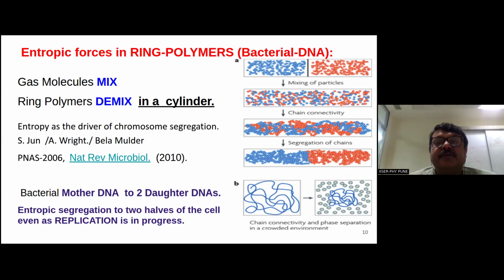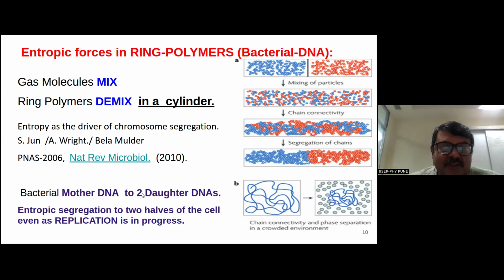So even today, if you read review papers, they say that entropy seems to be a primary key component which drives segregation of chromosomes, but certain proteins are also important. What is their role? That is not understood. Maybe entropy may be half the story, but maybe not the full story.